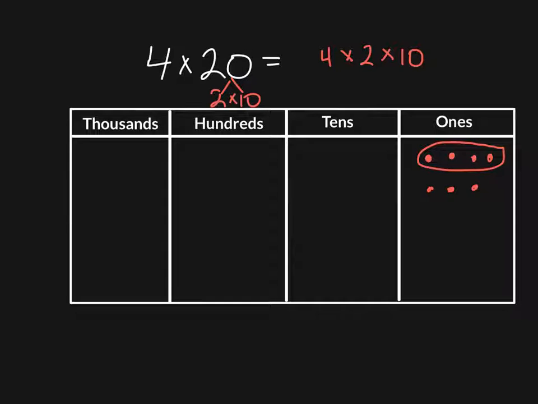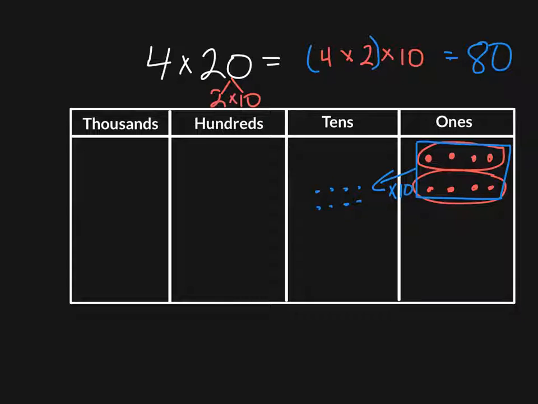by 2 first. So now it becomes 8 ones. Then I'm going to take all 8 of these ones and multiply it by 10. And that becomes 80. We can also look at this numerically. Group that 4 and 2 together. 4 times 2 is 8. And then 8 times 10 gives us the 80.